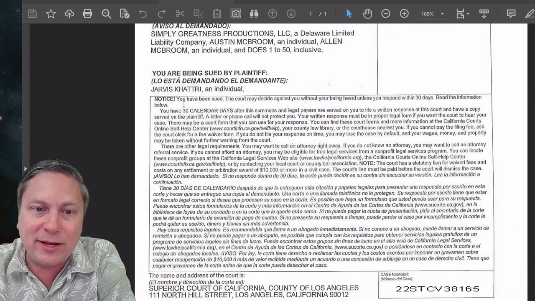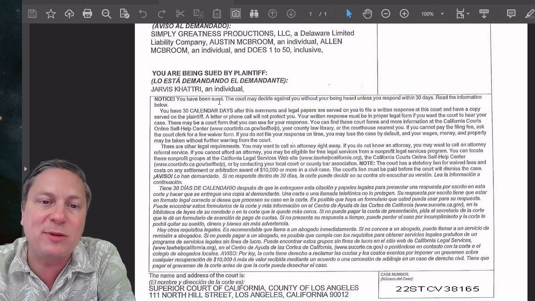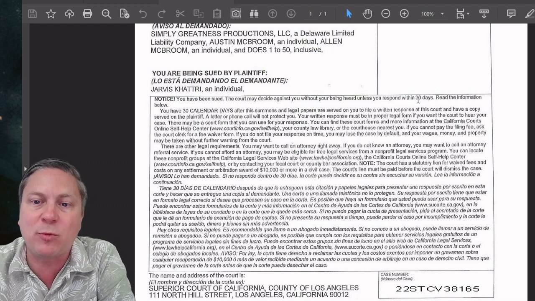And they try to give you an answer. They do the same thing. They say, notice you have been sued. The court may decide against you without your being heard unless you respond within 30 days. Read the information below. You have 30 calendar days after this summons and legal papers are served on you to file a written response at this court and have a copy served on the plaintiff. A letter or phone call will not protect you.